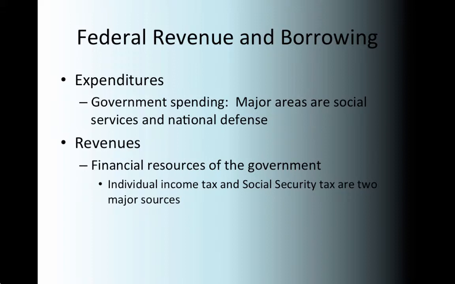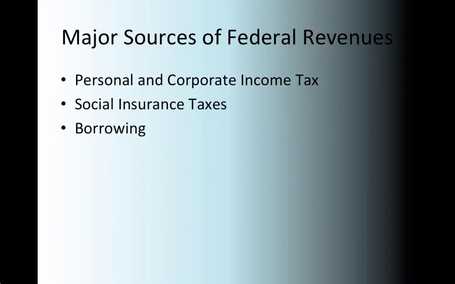And we'll go in depth into two major areas, social services and national defense. And then federal revenues is how the federal government gets financial resources. And the main forms of this is individual income tax and social security tax. So let's look quickly at the three major sources of federal revenues: personal and corporate income tax, social insurance taxes, and then borrowing.